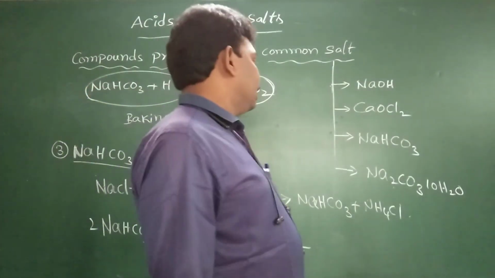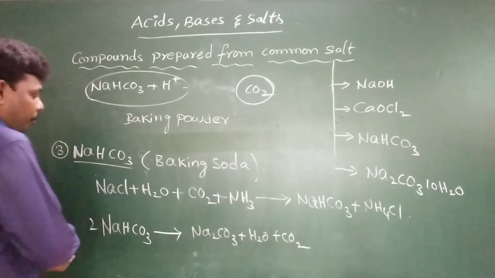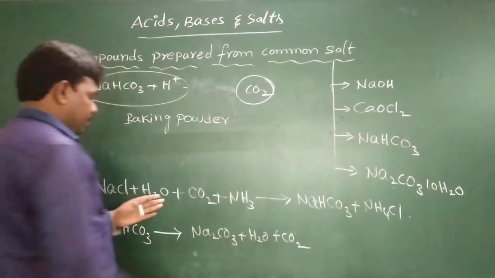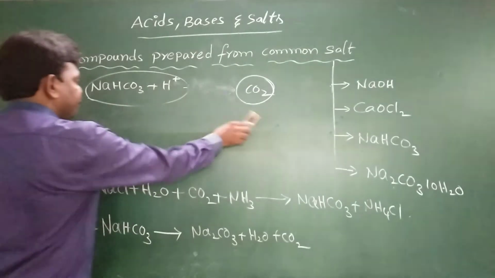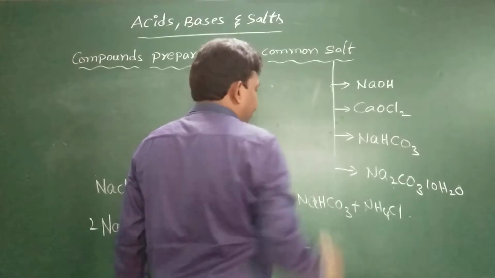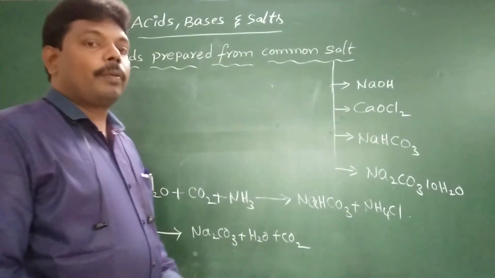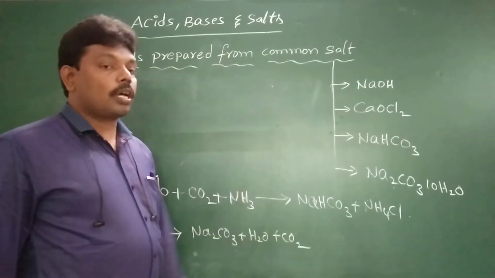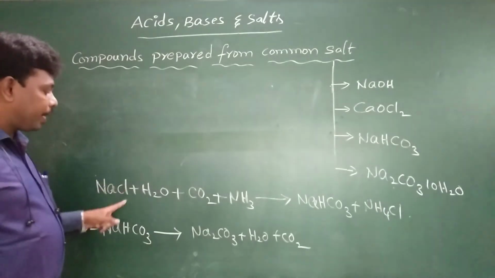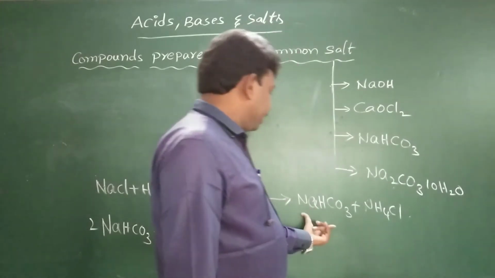Okay, so next, the fourth one is washing soda. So how to produce the washing soda? To prepare the washing soda, I want these two chemical equations. We can't prepare the washing soda directly. We can prepare the washing soda from the baking soda. First, we have to prepare the baking soda by using the sodium chloride. Sodium chloride, water, carbon dioxide, ammonia gives the baking soda. Now take this baking soda.